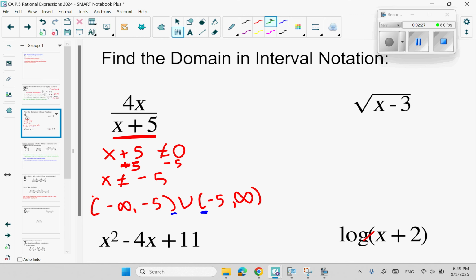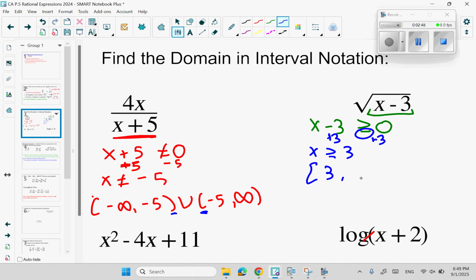Here, same idea. I have an even radical. So I have x minus 3. So x minus 3 has to be greater than or equal to 0. So we can just add 3 to both sides. So x has to be greater than or equal to 3, which would mean x is from 3 with a bracket, because it can be equal to, all the way up to infinity.